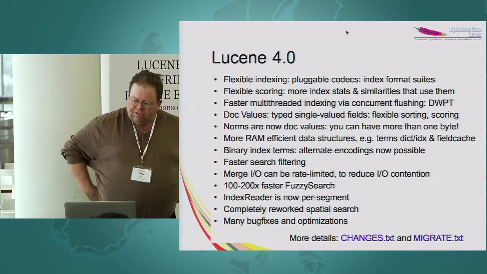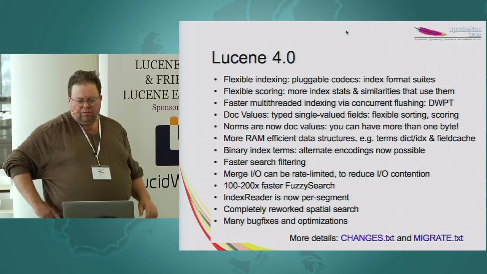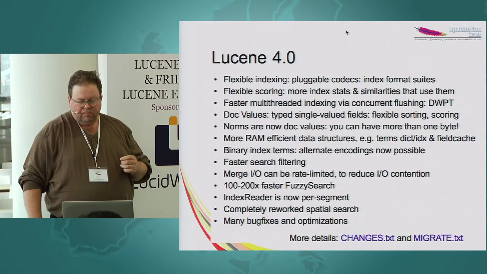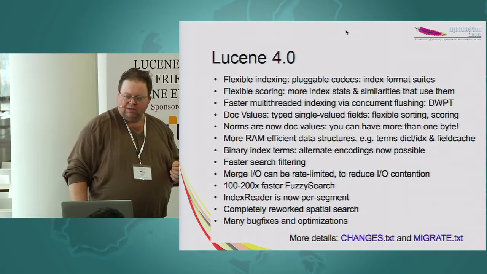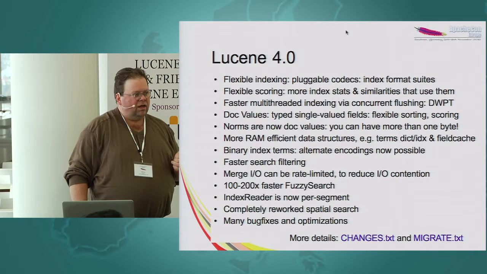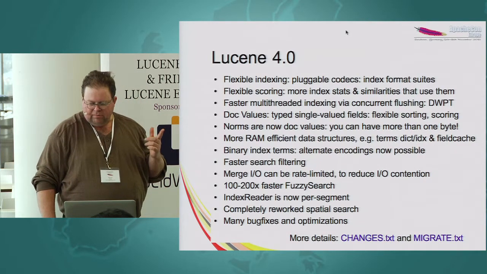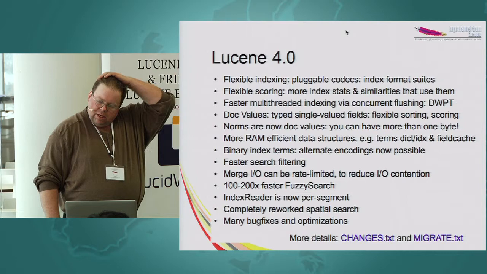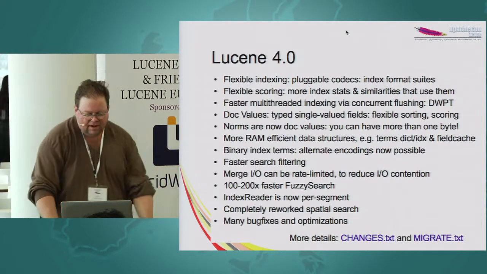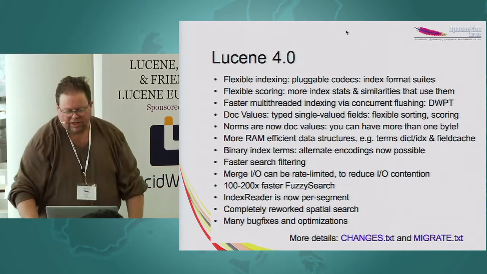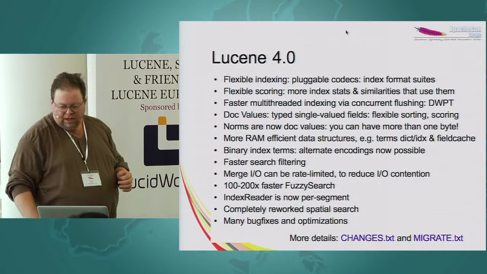Firstly, flexible indexing, which is sometimes referred to as pluggable codecs, which are suites of index formats. Flexible scoring, which provides more index statistics and similarities that use them. For example, BM25, language modeling, divergence from randomness, and information-based models. Document writers per thread, the DWPT, is faster multi-threaded indexing as a result of concurrent flushing. So if you have the hardware to throw at it, Lucene can index much faster.